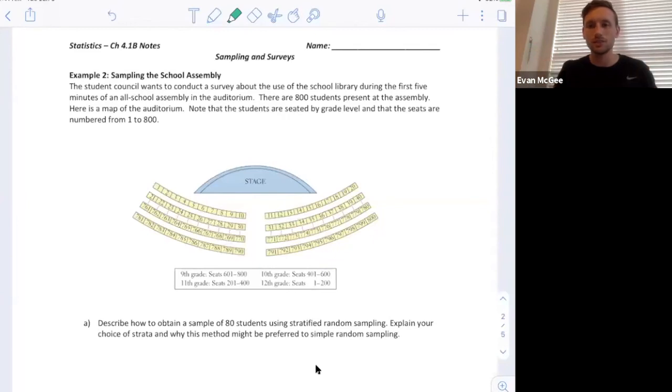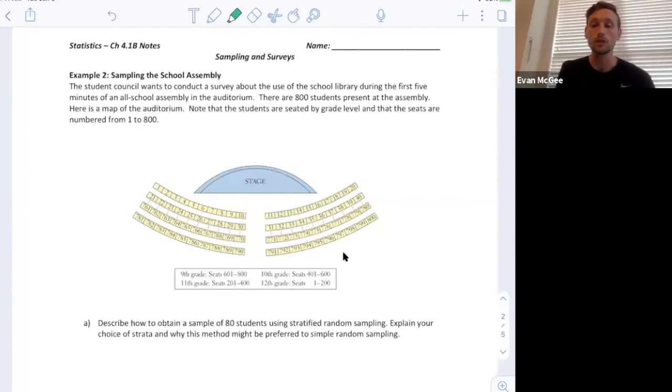And it's easy if you think about it. Are freshmen going to use the library as often as the seniors are going to use the library? It's more likely that seniors are going to be in the library more often because they have more research projects. So since there could be a difference based on the grade, then we want to make sure we have an equal representation of freshmen, sophomores, juniors, and seniors.